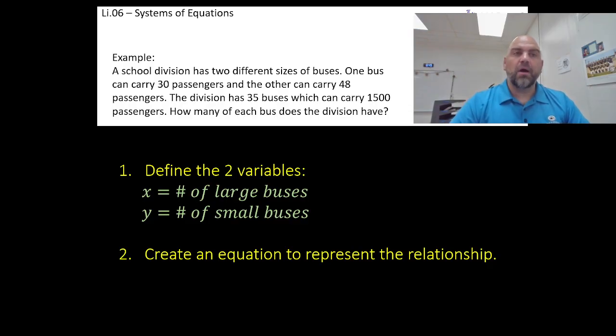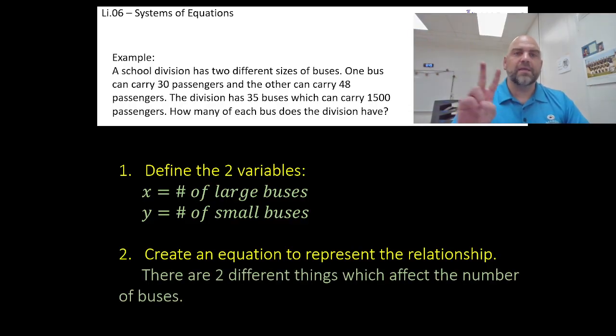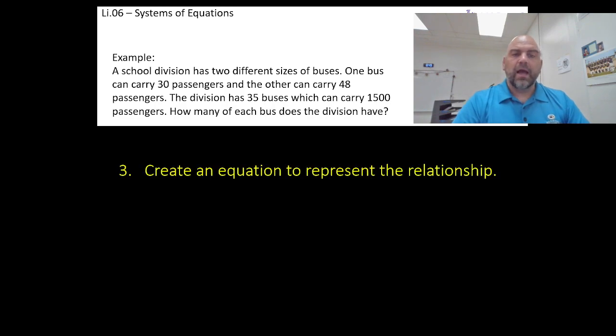Now, the next thing we need to do is create an equation to represent the relationship. Now, here's the problem. There are two different things, okay? I put up the two fingers a few times, right? There are two different things which affect the number of buses. And because of that, we're going to have two equations which represent the two different limiting factors to our solution. So let's create an equation to represent the relationship. Oh, I popped that into number 3 already. Sorry, that should still be number 2.